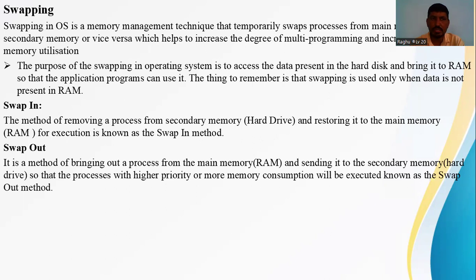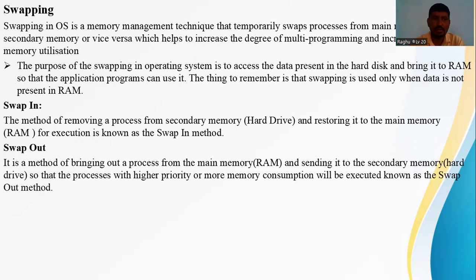Swapping is a main memory management technique. It is the temporary swapping of a process from the main memory to the secondary memory, or vice versa, which helps increase the degree of multiprogramming and improve main memory utilization. The purpose of swapping in an operating system is to access the data present in the hard disk for many applications. Swapping is mainly performed on the RAM only.